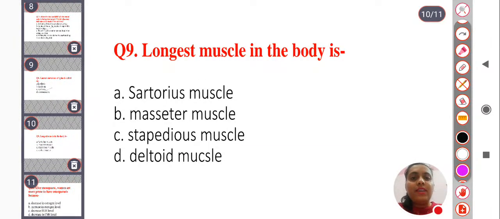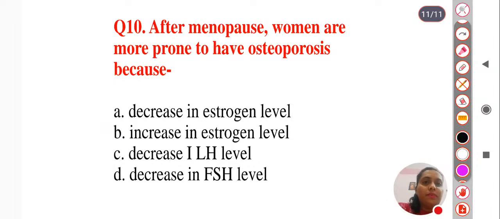So now we have reached the last question. After menopause, women are more prone to osteoporosis because of: A, decrease in estrogen level; B, increase in estrogen level; C, decrease in LH level; or D, decrease in FSH level. Barsha Thakur has answered A, Kanika A, Upma A, Kiran Chauhan A. So why does it happen?